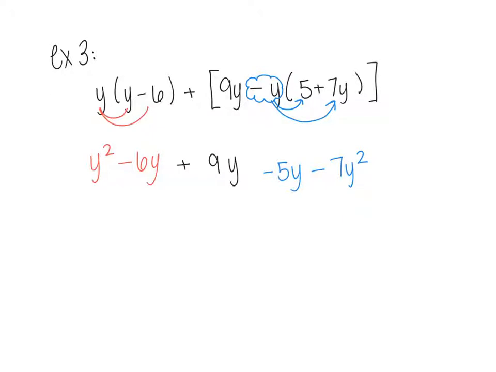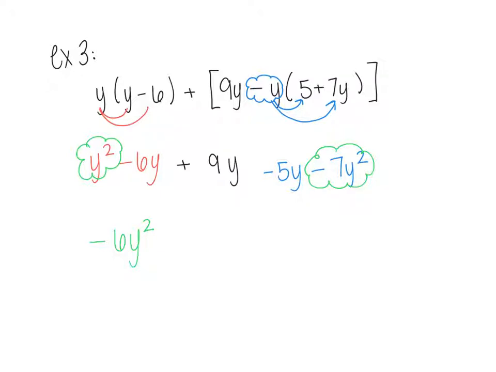Notice once I've distributed things, either a subtraction sign or a number and a subtraction sign or just a number, those parentheses and brackets can go away. So once I've distributed through, I can drop off the parentheses and then it just turns into combining like terms. So I have a y squared and a negative 7y squared, which is going to give me a negative 6y squared.